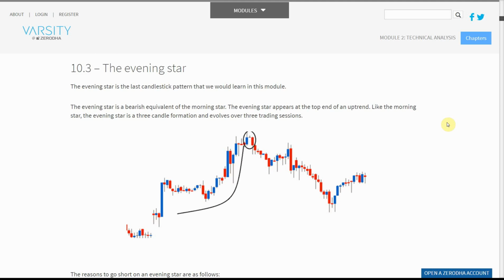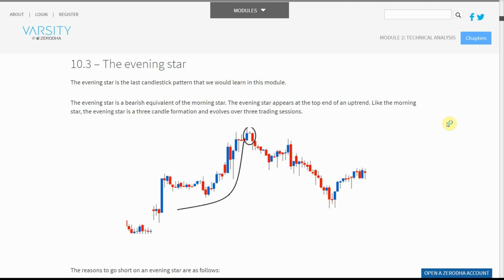10.3 The Evening Star. The evening star is the last candlestick pattern that we would learn in this module. The evening star is a bearish equivalent of the morning star. The evening star appears at the top end of an uptrend. Like the morning star, the evening star is a three-candle formation and evolves over 3 trading sessions.